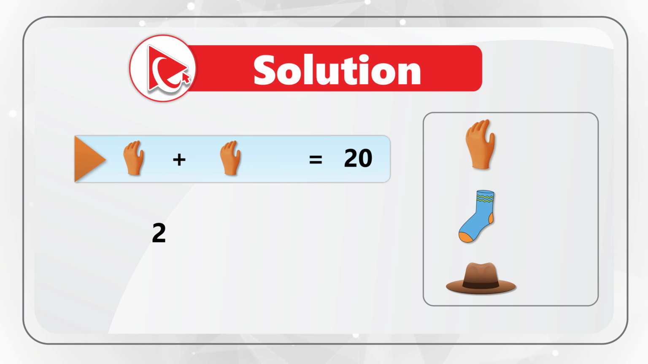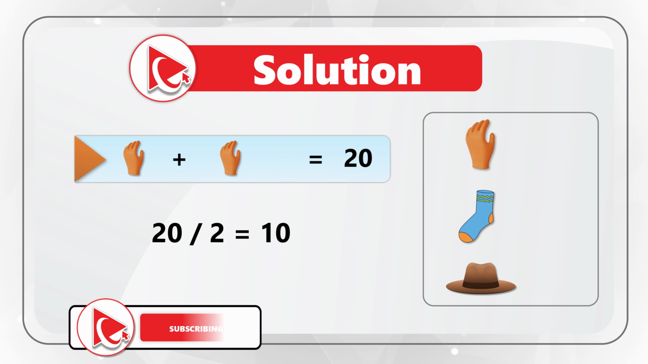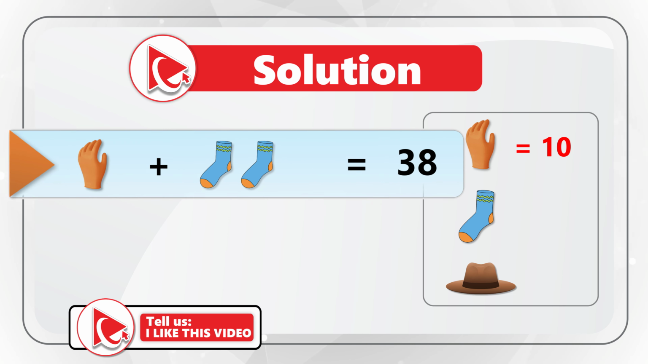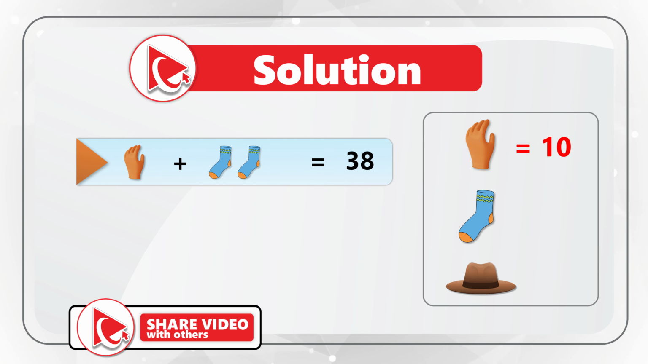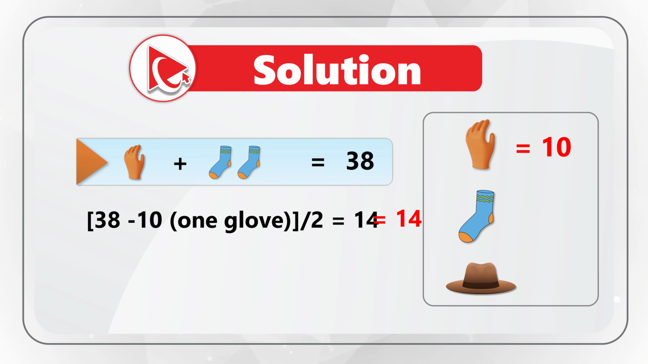Since 2 gloves equals 20, 1 glove is equal to 10, because 20 divided by 2 equals 10. Let's go to the second expression. 1 glove and 2 socks equals 38. Let's do the math to calculate what's the value of the sock. 38 minus 10, which is the calculated value for 1 glove, and then divided by 2 equals 14, which means that the numerical value associated with 1 sock is 14.